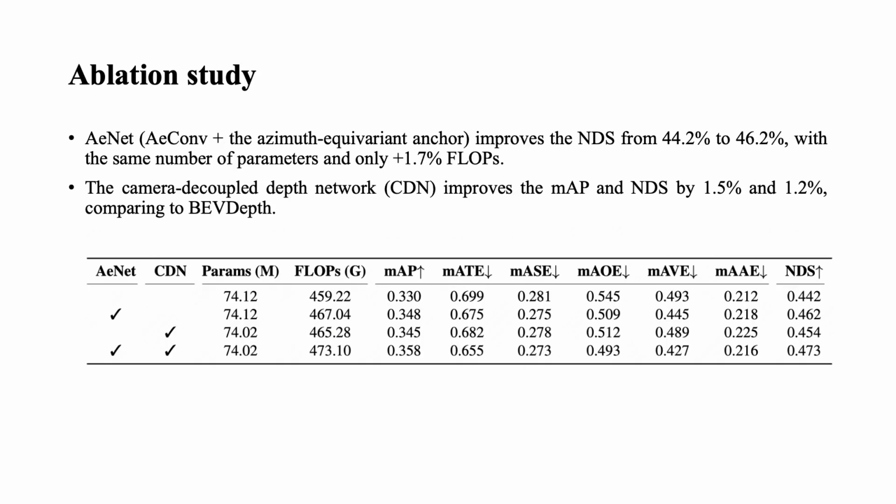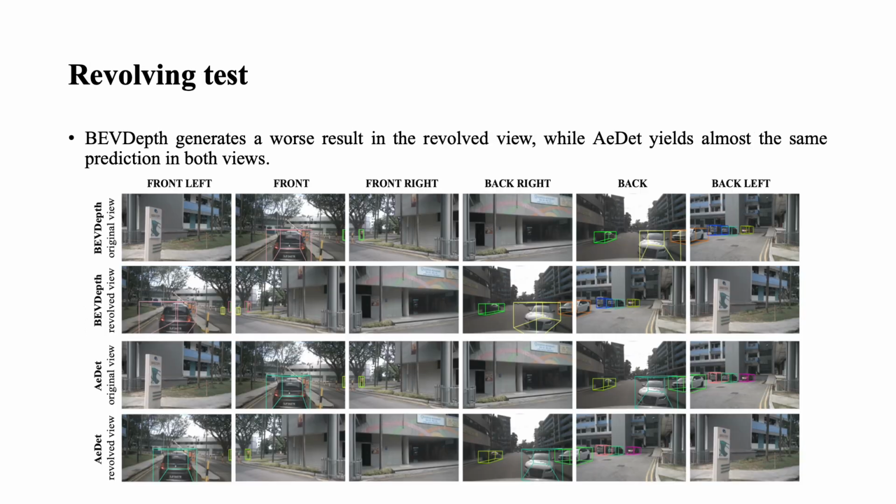To demonstrate the effectiveness of the proposed methods, we apply them to BEVDepth. The azimuth-equivariant convolution and the azimuth-equivariant anchor improve the mAP from 44.2% to 46.2%. The camera-decoupled depth network improves the mAP by 1.2% compared to BEVDepth.